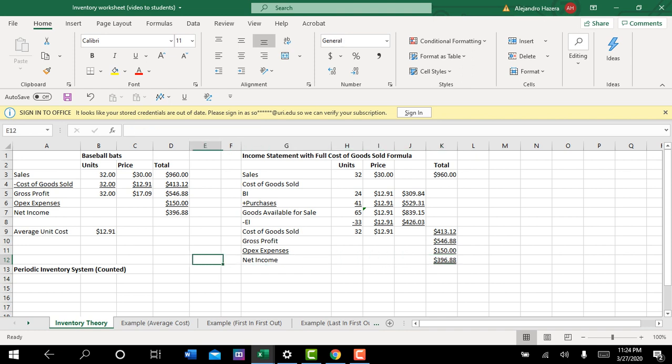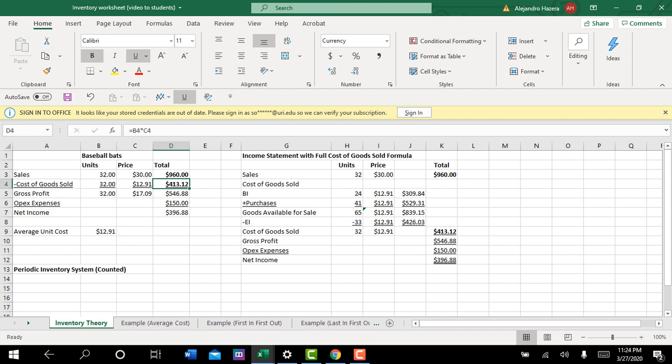So I'm going to compare this little income statement here, which is just a basic income statement, with this more expanded income statement. Keep in mind, as I go through this, that we're looking at the same income statement. And to prove it, notice that my sales are the same in both income statements, $960. My cost of goods sold is the same right here, $413. So I'm looking at the exact same income statement.